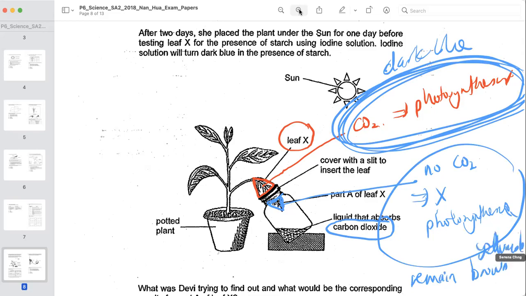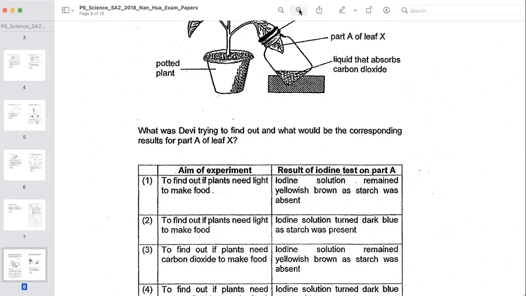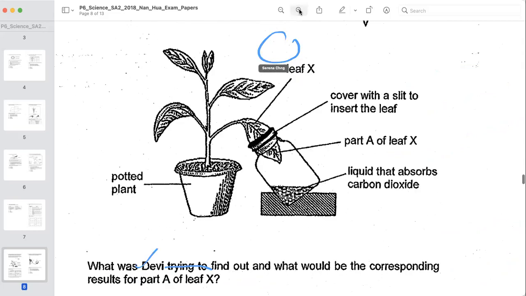Yellowish brown. Okay, so what was Davy trying to find out? So basically, she's trying to find out if plants need carbon dioxide to make food, correct? And iodine solution remained yellowish brown as starch was absent, which is the part in the jar. Okay, so correct. So answer is option 3.